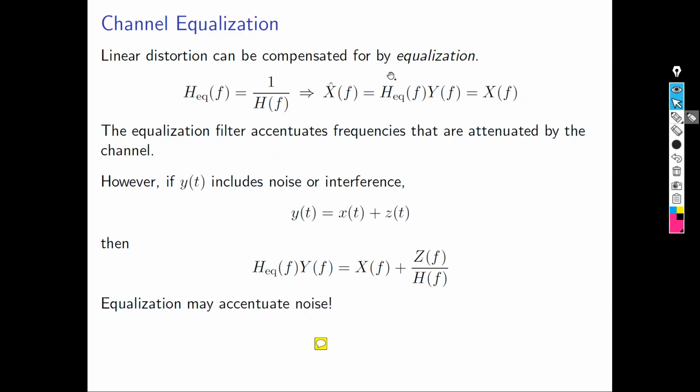Linear distortion can be compensated by equalization. Basically, you try to estimate the channel, learn the channel, and then equalize by it. And after you equalize by it, you get your signal in the frequency domain. Then you take the inverse Fourier transform, you get it in time domain. If y of t includes noise or interference, which is x of t plus z of t, which is the case, then your noise will be divided by the channel.